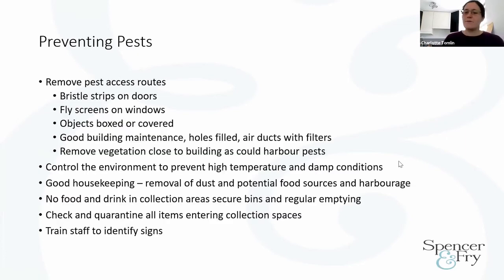So with all that in mind, how can we work to prevent pests? So obviously, first answer will be to remove the pest access routes that we've just been talking about. So if things are getting in through the doors and windows, can we make sure we've got bristle strips on the bottom of doors to make sure there's no gaps? Can we make sure when we open windows we put fly screens up to avoid beetles flying in?